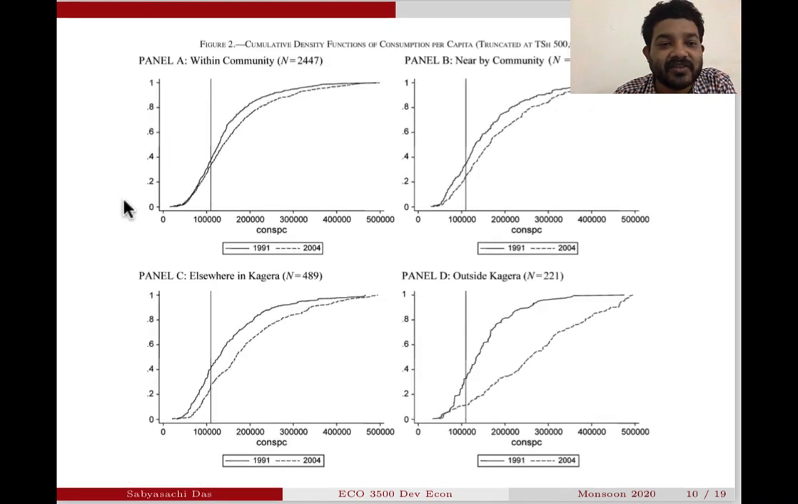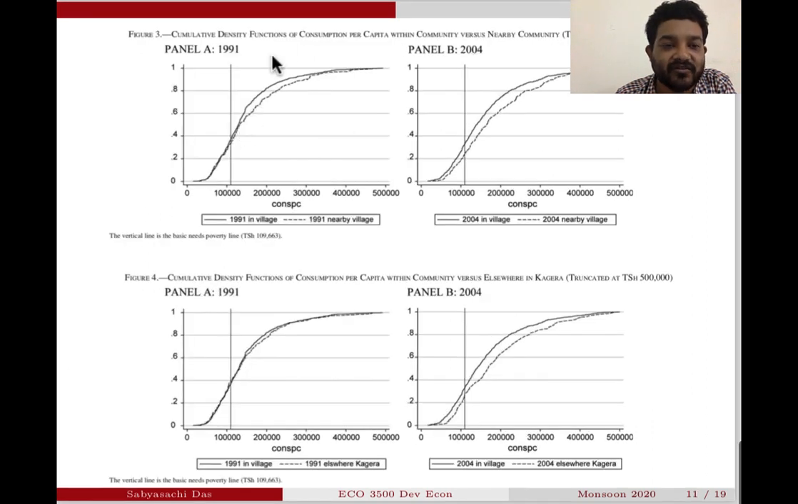So it's comparing this solid line, which is the 1991 consumption for people who stayed within the village, and this solid line, which is the 1991 consumption for the people who moved to the nearby village. So it's comparing this solid with this solid in the same graph. They look very similar, as I was also saying. So basically, the people who moved to the nearby village look very similar on average compared to the people who stayed back in the village.